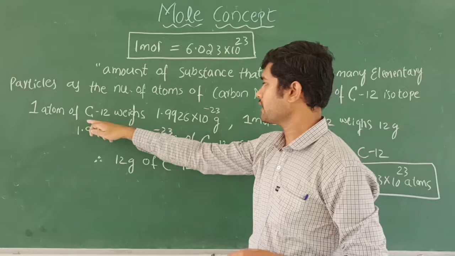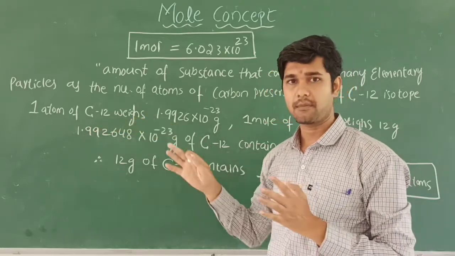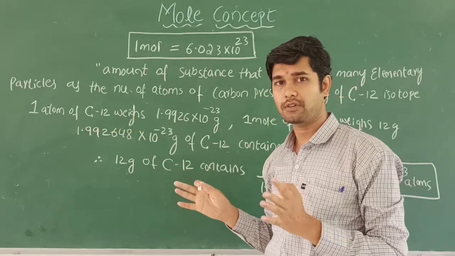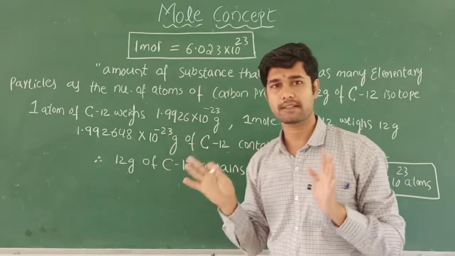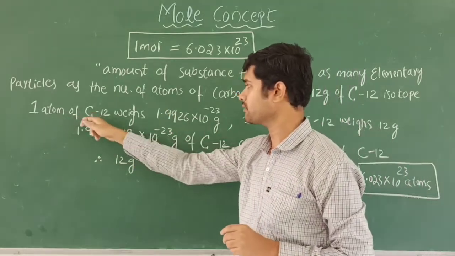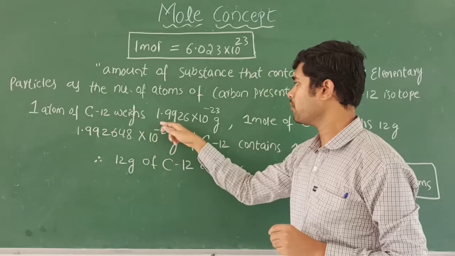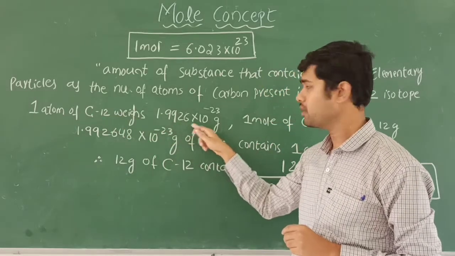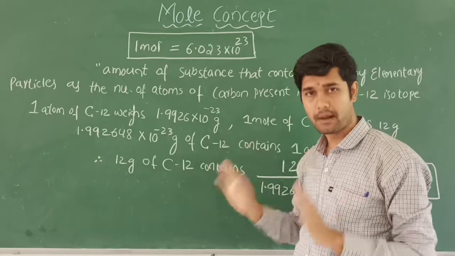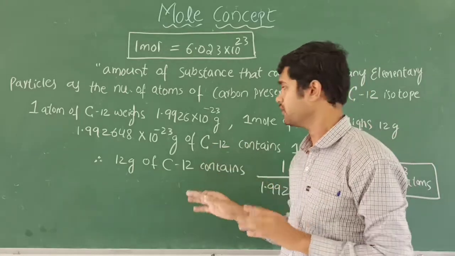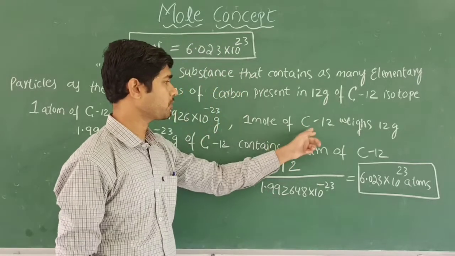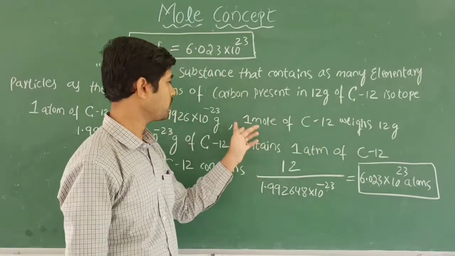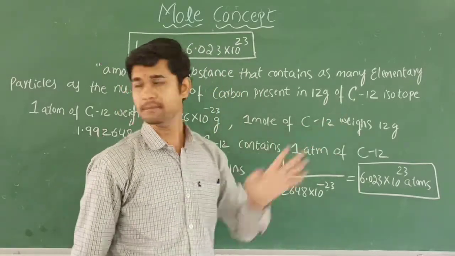Okay, so 1 atom of carbon 12 base, it is about experimental values. We are not going to determine these values. These are called experimental values. Scientists have got the experimental value that 1 atom of carbon 12 is 1.9926 into 10 raised to minus 23 gram. This is the experimental value. Then 1 mole of carbon 12 base is 12 gram. You know that.